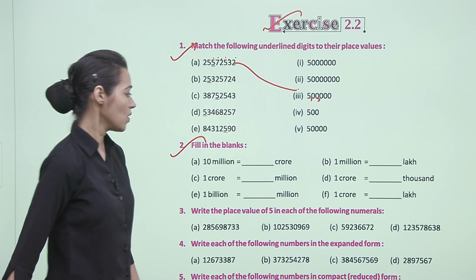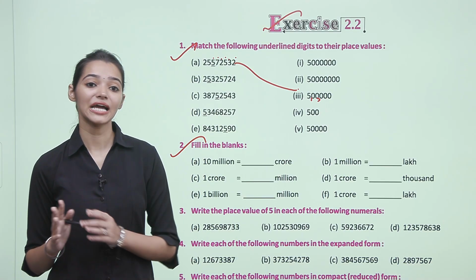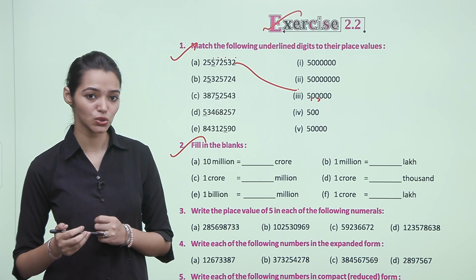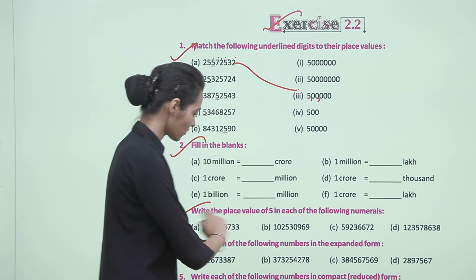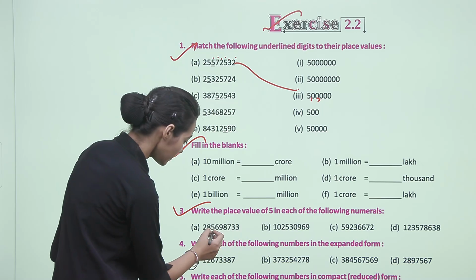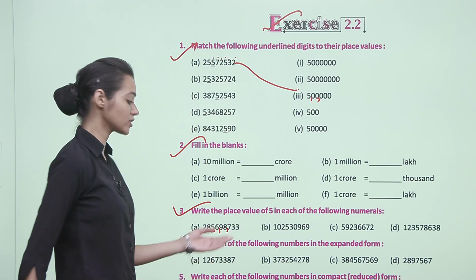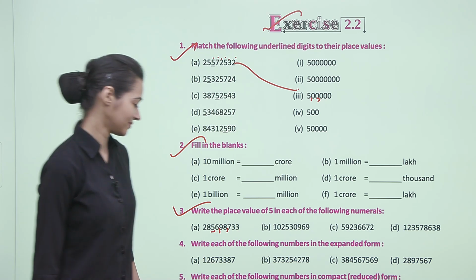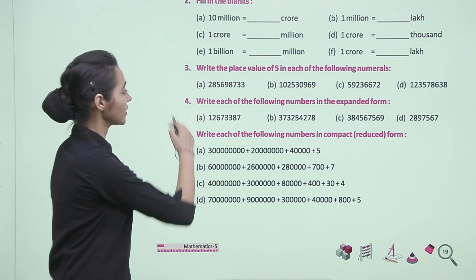Now in the next one, we have to fill in the blanks. 10 million is equal to 1 crore. Now in the next one, we have to write the place value of 5 in each of the following numerals. So here the 5 is here, so the place value of this 5 is 50 lakh. That's how we can complete the fourth one.